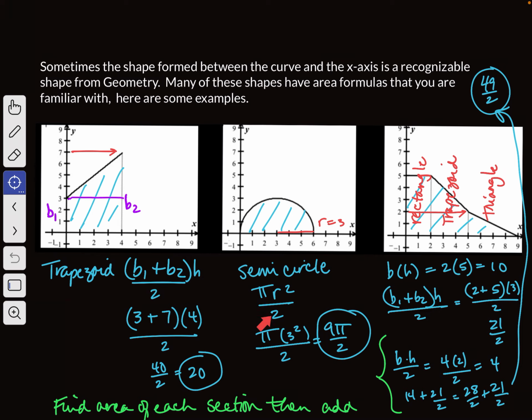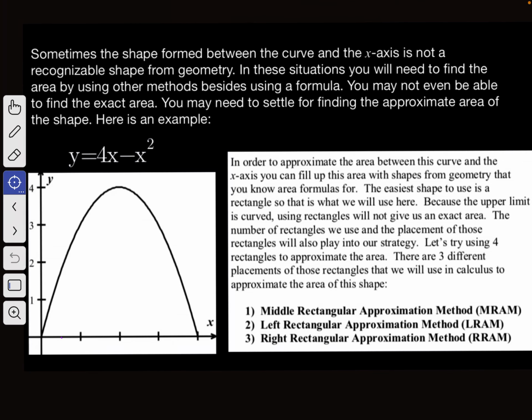We've got a semicircle here, so that's pi r squared divided by 2. Our radius is 3, and so pi times 3 squared divided by 2 is 9 pi over 2 units squared. And then some shapes are a combination of shapes. We've got a rectangle here, a trapezoid in the middle, and a triangle over here. And you could cut this up into different shapes, it's fine. Just apply the area formula for each of those shapes, add them together, and the final answer for this one is 49/2 units squared.